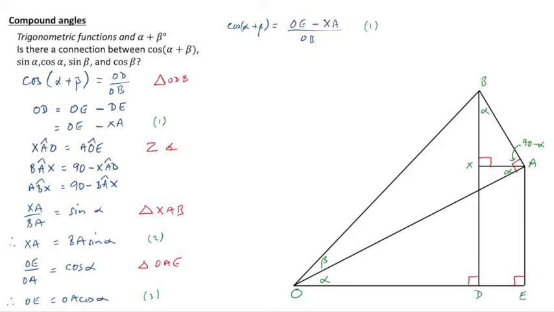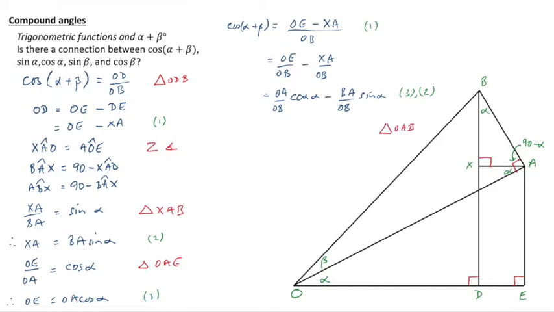In fact, we can say that cos alpha plus beta equals, well, we're replacing the OD from the first line of the whole job by our OE minus XA. So that gives us OE minus XA over OB. That's using equation 1. Then we split that off into two fractions, and now using equation 3 we can replace OE by OA cos alpha, and using equation 2 we can replace XA by BA sine alpha.